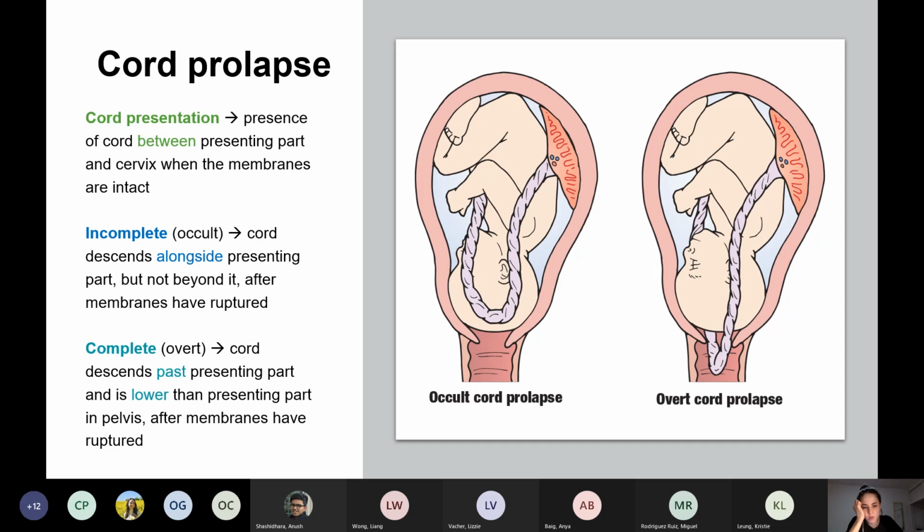There's incomplete, which is also called occult, which is the first picture you can see, and what the SBA was describing. The cord descends alongside the presenting part, but not beyond it, after the membranes have ruptured. And then there is overt or complete cord prolapse, which is when the cord descends past the presenting part and is lower than the presenting part in the pelvis after the membranes have ruptured. Does that make sense?